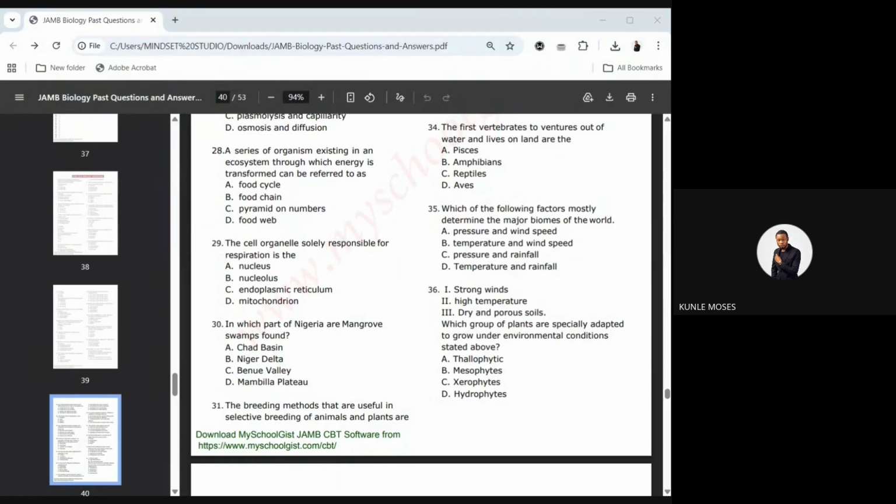Which one are you guys saying, B? Is that another question? Question 35, I mean. Which one is 35? Which of the following factors mostly determine the major environments of the world? That's temperature. No, that's temperature and rainfall. Yeah.